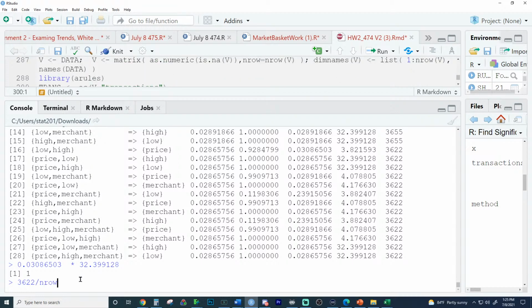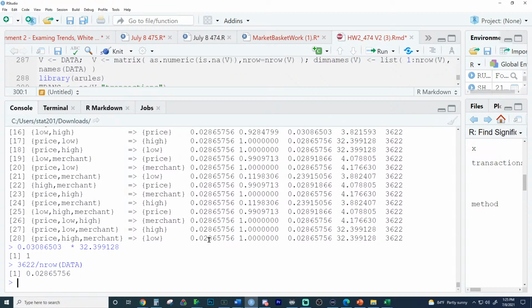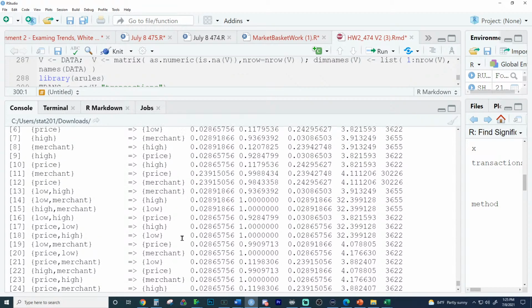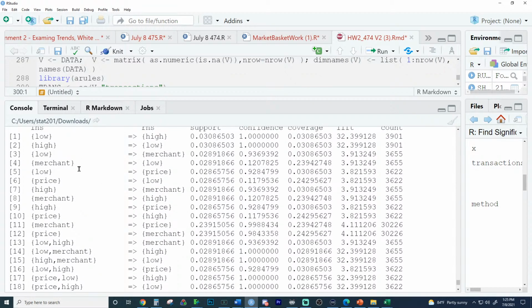So let's go to the row data. And we get this right here, because there are 3,622 rows where all 4 of these are missing. And so you can see some interesting stuff right here. Like if you were to look at, let's look at this, low and high right here. You see how this rule with low and high has a support of this. But if we go down to low, high here, that's the coverage because this is the left-hand side.